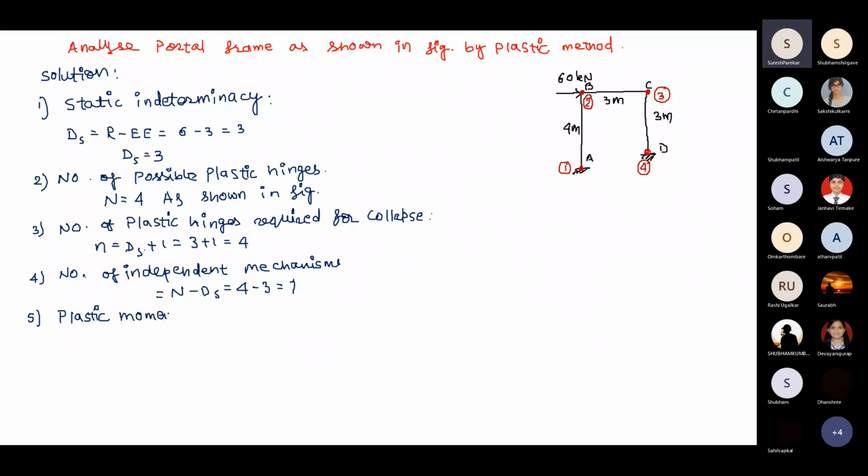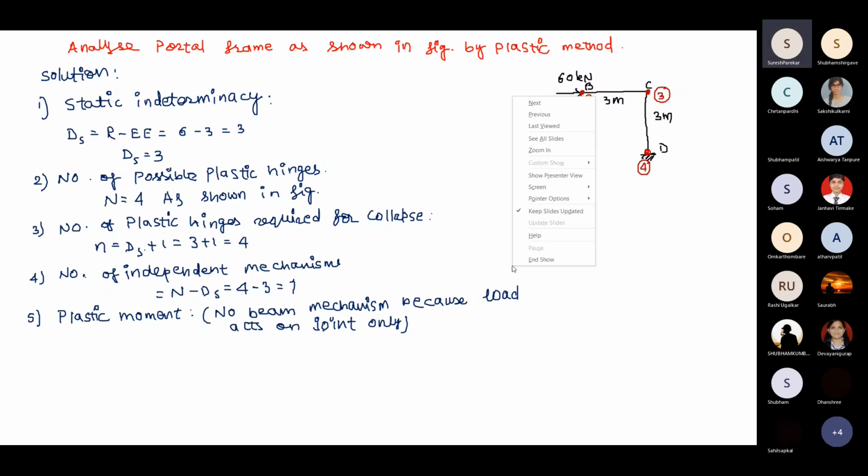Now here we do not have any beam mechanism, because the load acts on the joint only. And then we can have this sway mechanism only.